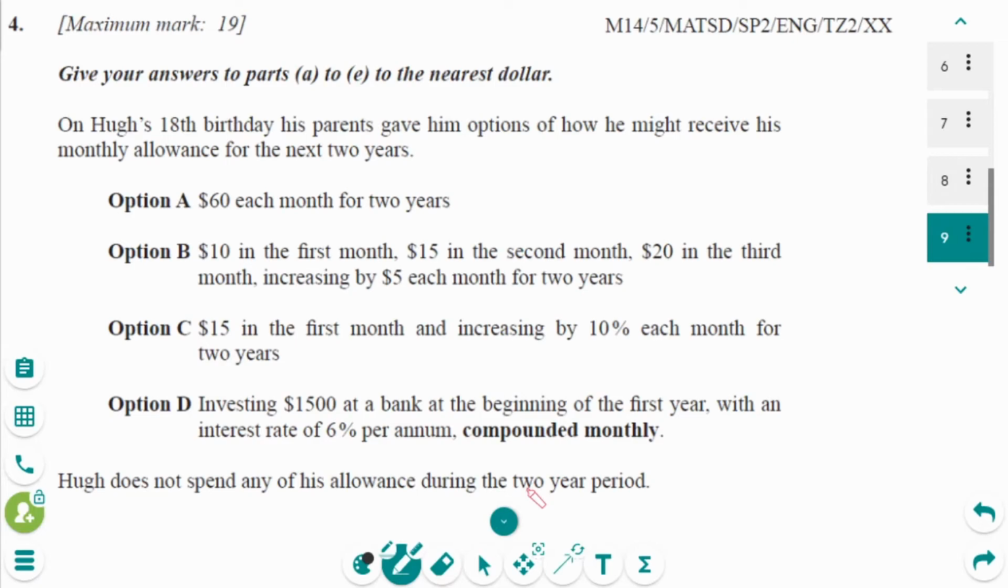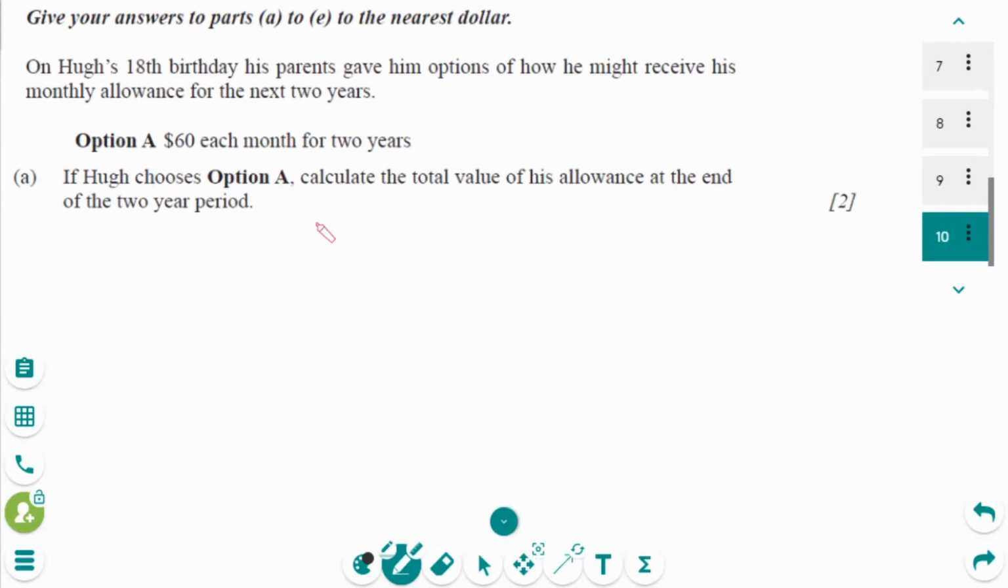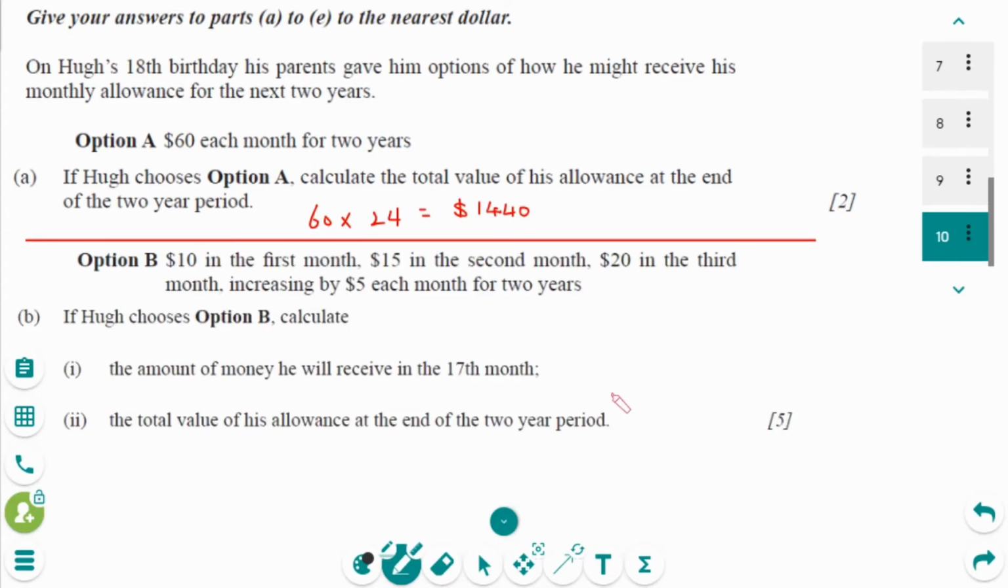This is the last question. It is the May 2014 SL Paper 2 Studies question. Number A, 60 times 24 months equals $1,440. Number B, the first term equals 10. The common difference d equals 15 minus 10, which is 5. Then un equals u1 plus n minus 1 d. Then u17 equals 10 plus 16 times 5, which is 90.